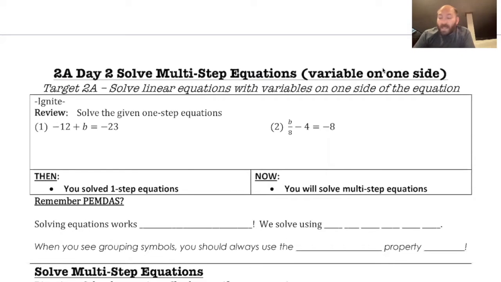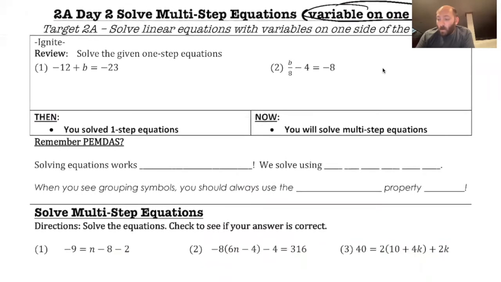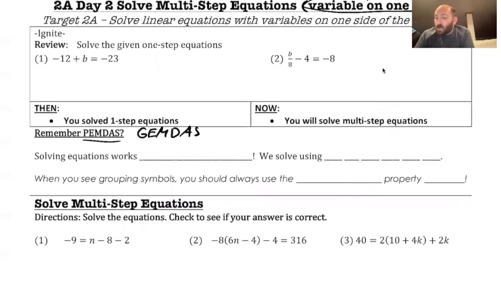Today we're going to be talking about 2A Day 2, solving multi-step equations. This is going to happen when there's a variable on one side of the equation. When I solve multi-step equations, I kind of hinted at this in the previous lesson. We are going to be talking about, again, the order of operations. So don't forget PEMDAS, and make a slight modification. We can also call it GEMDAS. Instead of parentheses, I call it G for grouping. So solving equations works backwards.